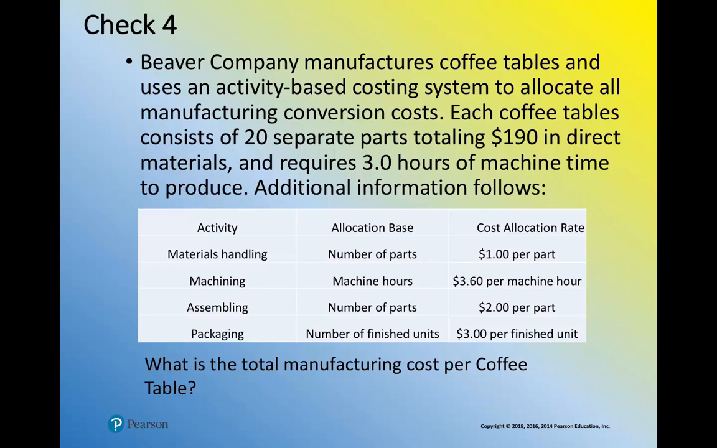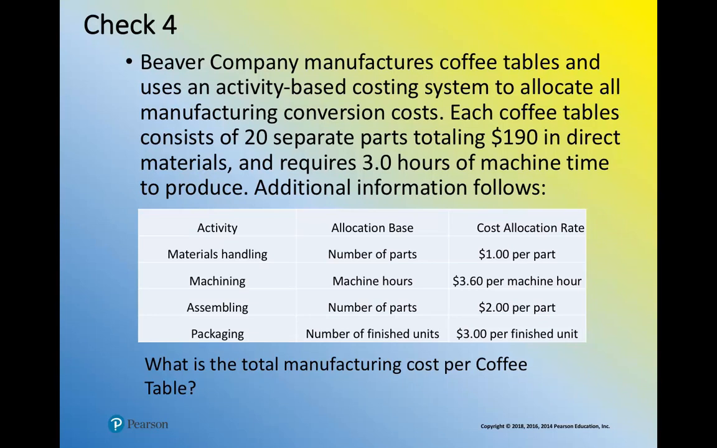So we're going to go through, and for each one of these activities, we'll come up with how much cost should be allocated for conversion. Then we'll add in the direct materials. This is a very good example of the type of information that might be asked on a quiz, on your homework, or on your exam. So just keep that in mind.